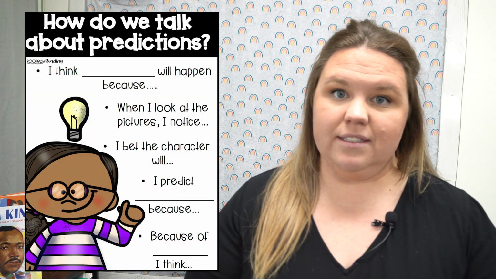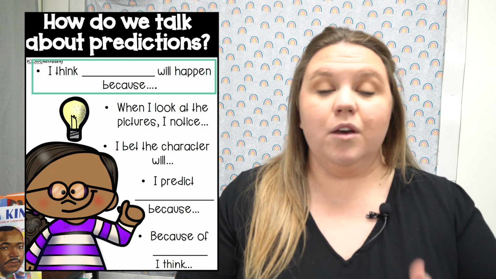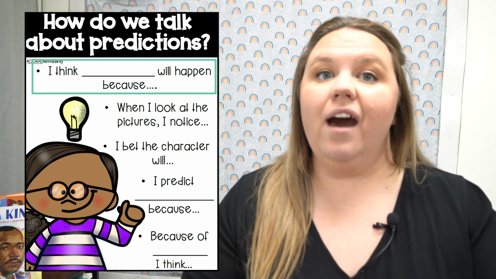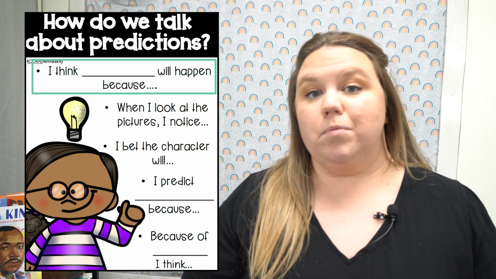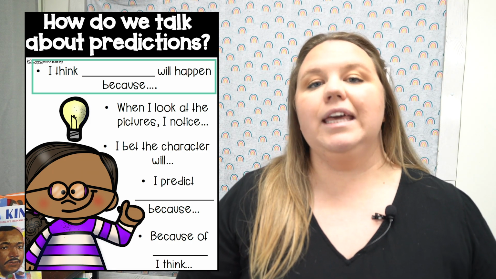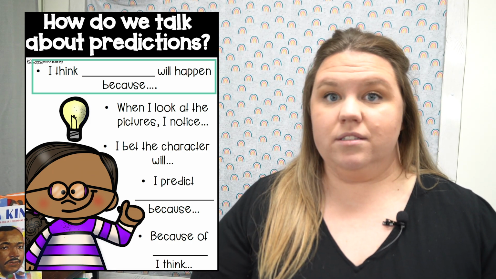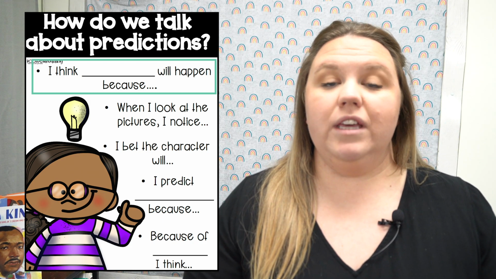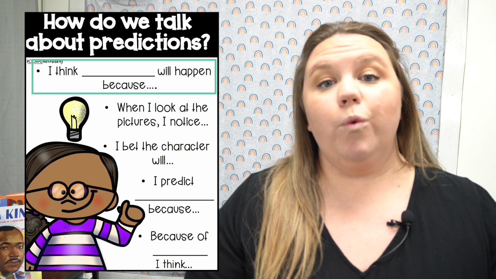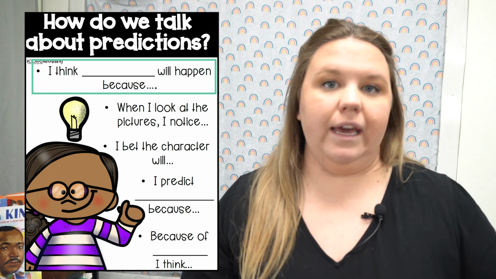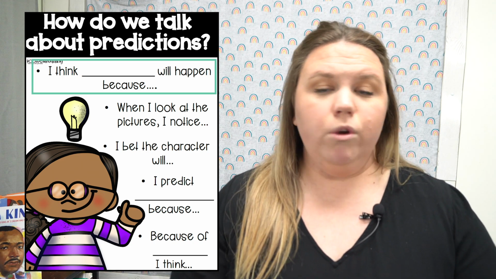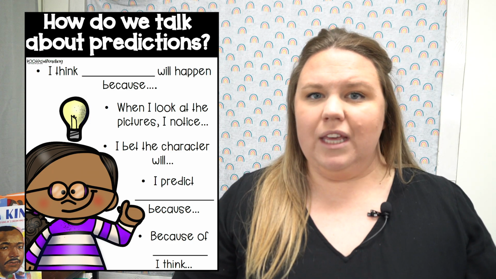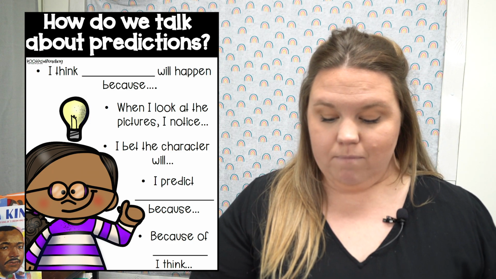Whenever we talk about predictions, we can use these kinds of sentences. You can say, I think blank will happen because. So if I'm making a prediction that Sylvie probably ate grapes to turn her purple, I can make this prediction and use these words. I think Sylvie will turn purple, and I think this will happen because she ate grapes. It's good to say what your prediction is and why you think that. When you predict something, something obviously made you think it.